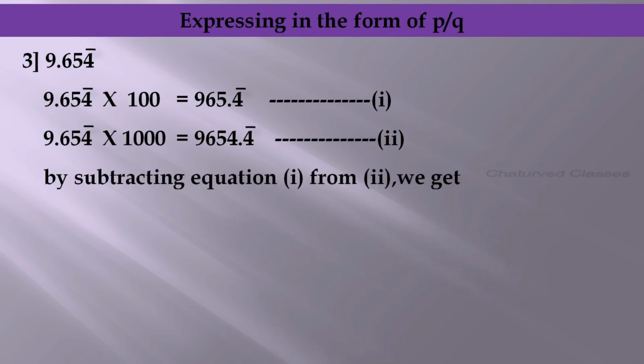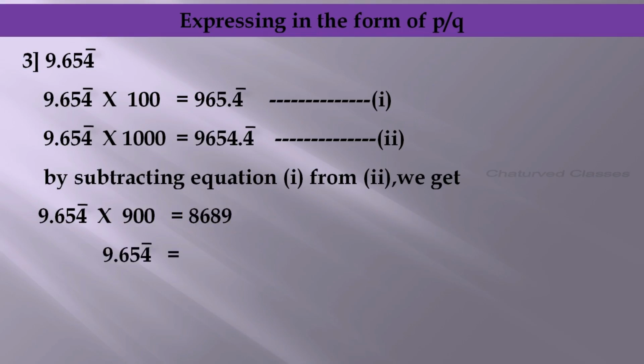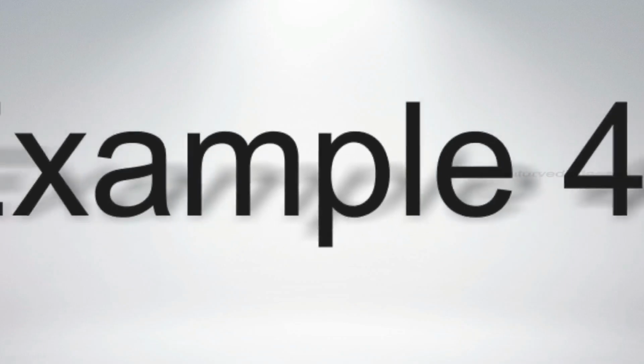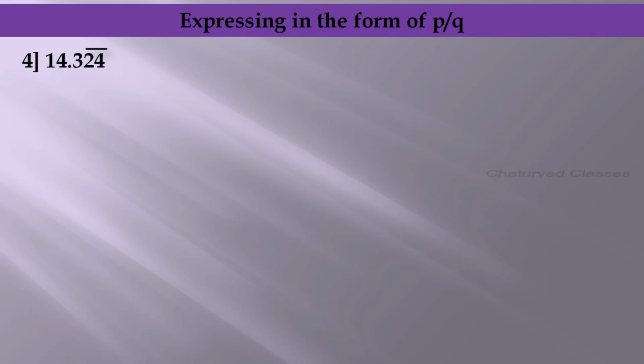By subtracting equation 1 from 2, we get 9.654 bar into 1000 minus 100, which gives 900, and 9654 minus 965 gives 8689. When you express it in the form of p by q, the answer will be 8689 by 900. Come, let's move to the next example, that is 4. The fourth example is 14.324 bar. The bar is on 24.